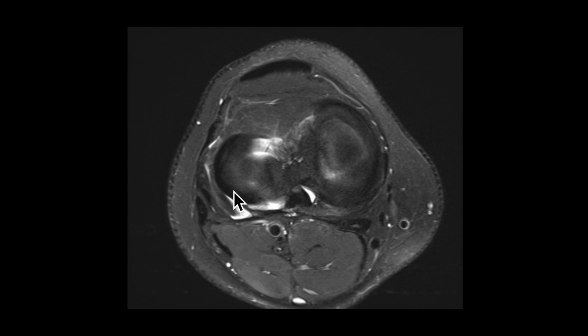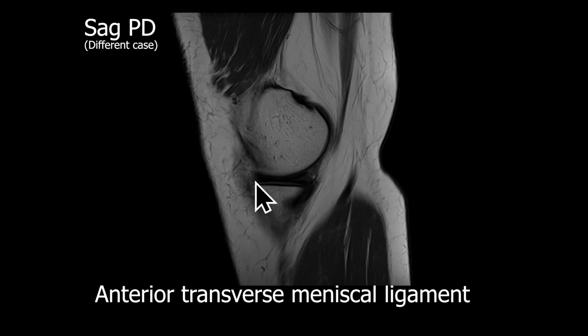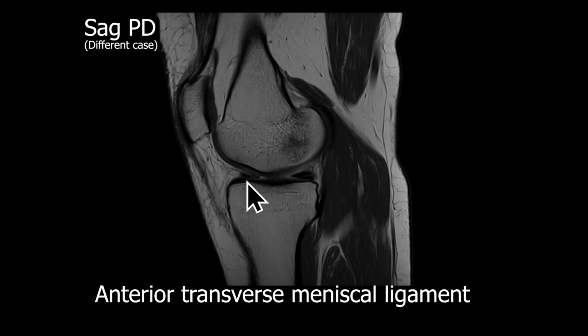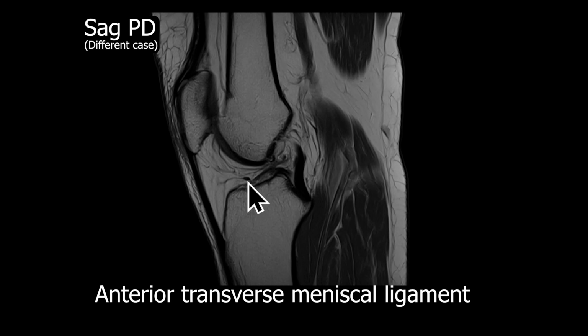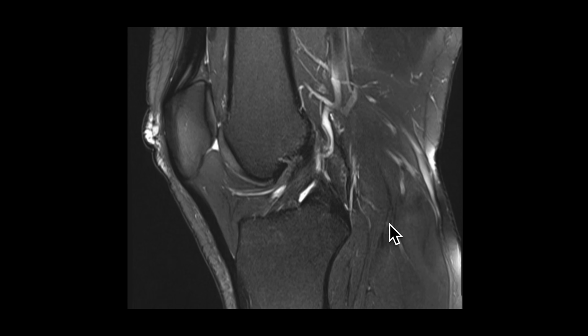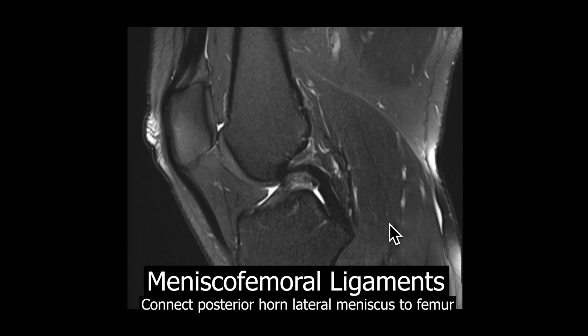In some individuals, you can see some small ligaments which connect the lateral and medial menisci. The most frequently seen is the anterior transverse meniscal ligament, which you'll usually see between the anterior horn of the lateral meniscus, the small structure here, and as you follow it across will connect towards the anterior horn of the medial meniscus. There are also some ligaments called the meniscofemoral ligaments, which connect the posterior horn of the lateral meniscus to the femur. So these are the meniscofemoral ligaments, and they're usually anterior and posterior to the PCL. We'll go through those in a little bit more detail in the next section.